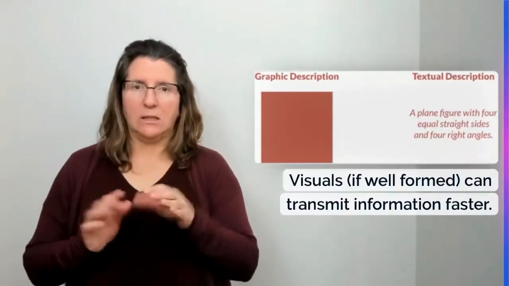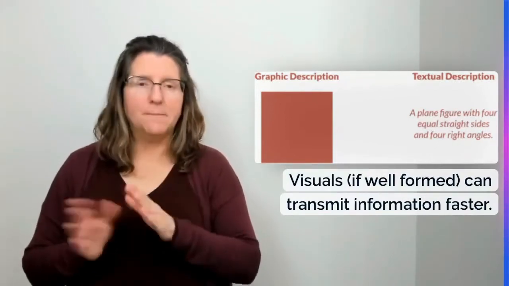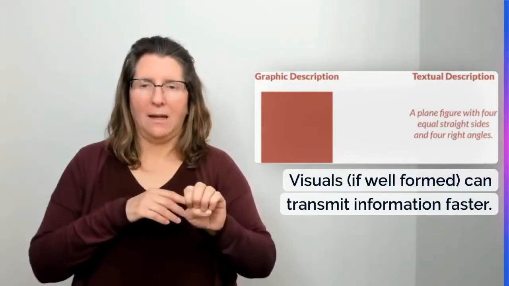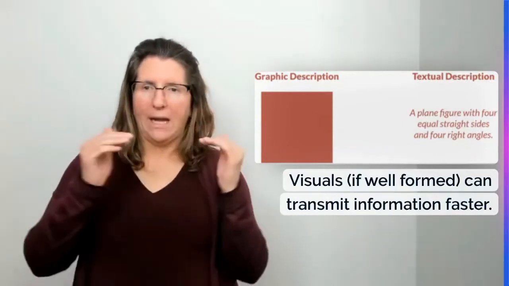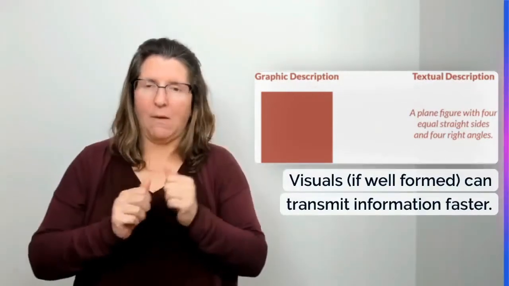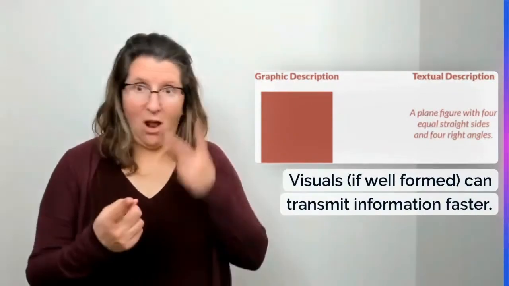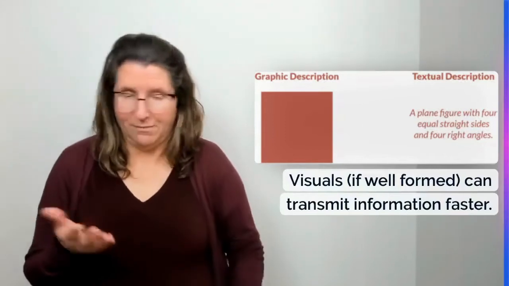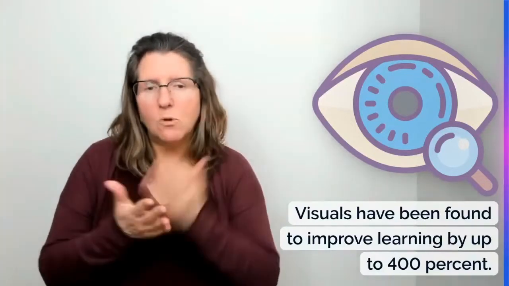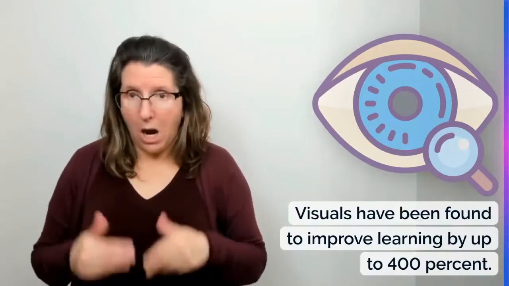On this slide, you can see the graphic of a red square. Compare it to the textual description, a plain figure with 4 equal straight sides and 4 right angles. This visual is much easier to understand. Research reports that visuals have been found to improve learning by up to 400%. That is indeed significant.